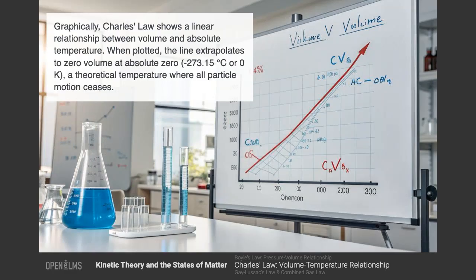Graphically, Charles' law shows a linear relationship between volume and absolute temperature. When plotted, the line extrapolates to zero volume at absolute zero, minus 273.15 degrees Celsius or 0 K, a theoretical temperature where all particle motion ceases.